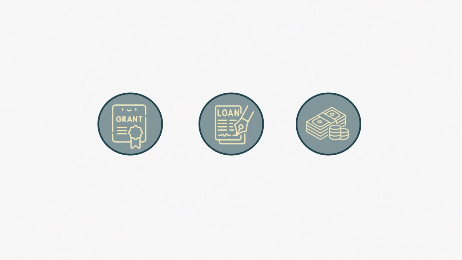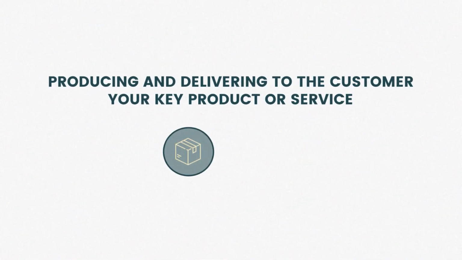There are a lot of ways that cash can come into and out of a business. For example, you might get a grant, you might get a loan, you might get money from investors, you might be spending money on plant and equipment. Those sorts of expenses or cash flows will not be reflected on the profit and loss statement directly. What the profit and loss statement is trying to capture is the activities associated with producing and delivering to the customer your key product or service, whatever it might happen to be.